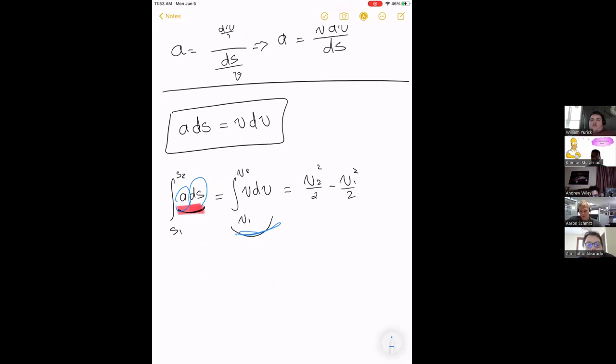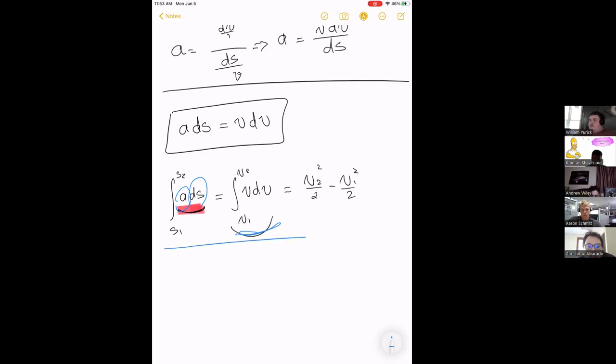For example, when you accelerate from start to go to 60, you have more acceleration at lower speeds, right? As you go to a higher gear, your acceleration reduces, right? So acceleration is not constant.